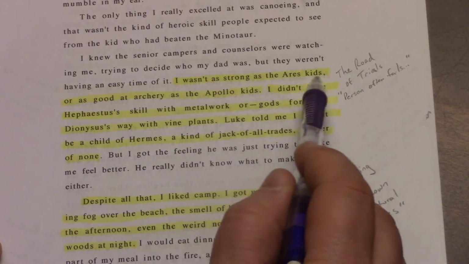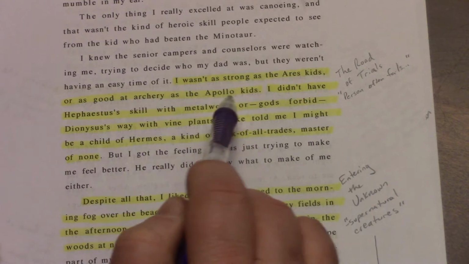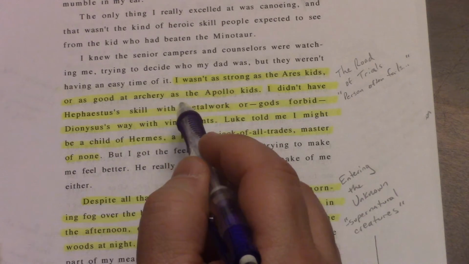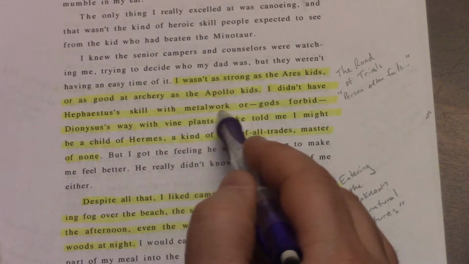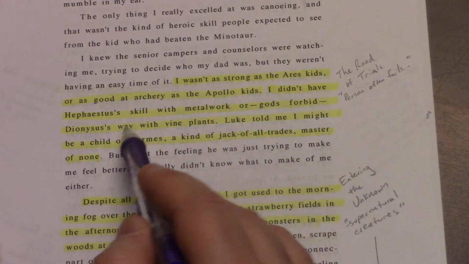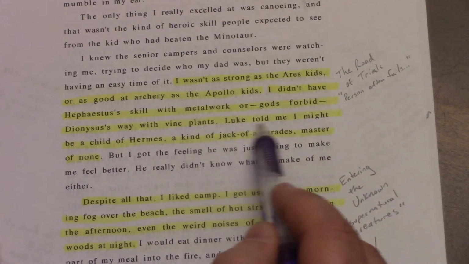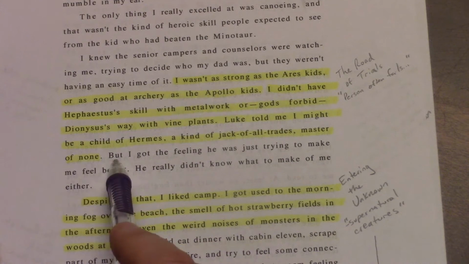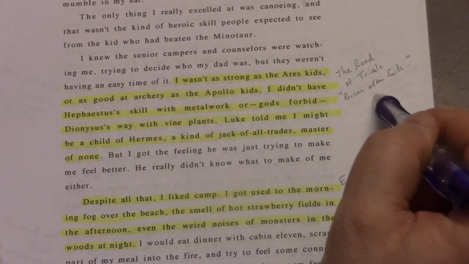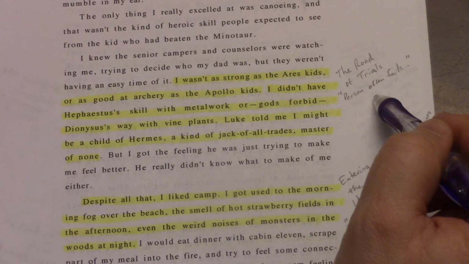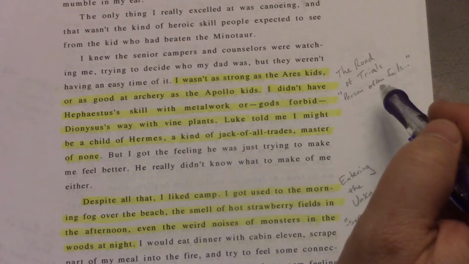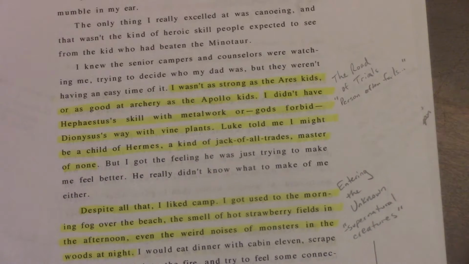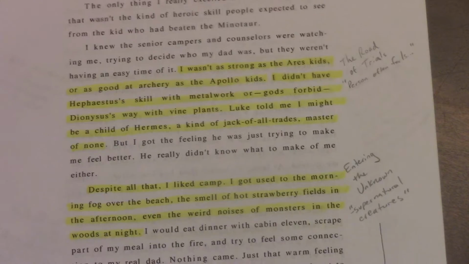I wasn't as strong as the Aries kids, or as good at archery as the Apollo kids. I didn't have Hephaestus' skill with metalwork, or, gods forbid, Dionysus' way with vine plants. Luke told me I might be a child of Hermes, a kind of jack of all trades, master of none. So he's finding out that he doesn't have a talent that is visible right then and there. So he's got to find a talent still.